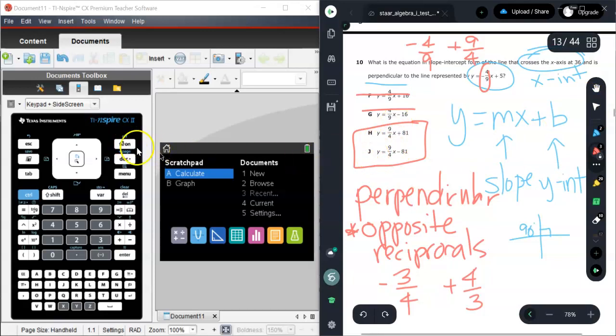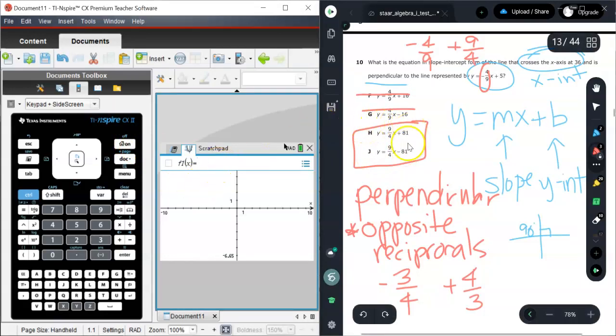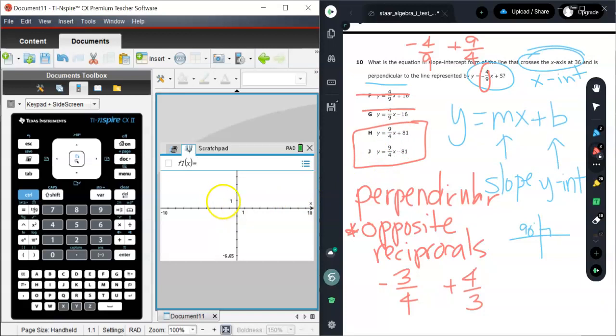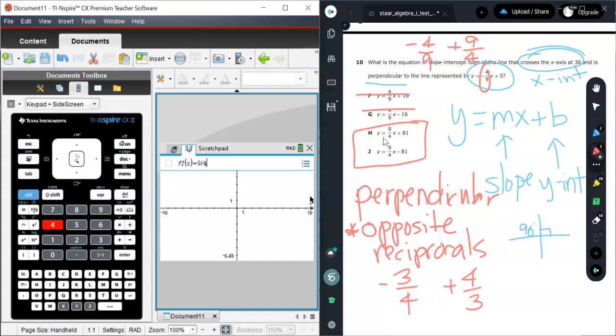Let's go over to the calculator and let's start a graph. I'm going to graph both of these. Now, what is the criteria? The criteria is that it's perpendicular, which both of these are because they do have the opposite reciprocal slope. But it also has to do what? Cross the x-axis at 36. So I'm going to graph both of these and see which one of them crosses the x-axis at 36. So let's graph the first one. Y equals 9/4 x plus 81. And I'm going to graph that.